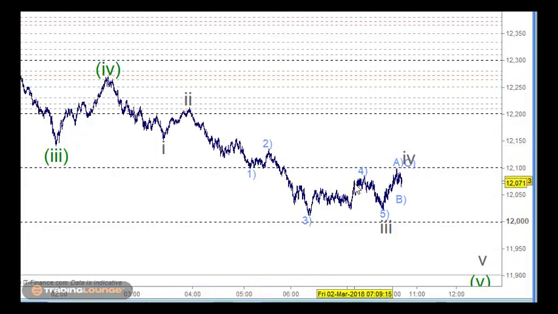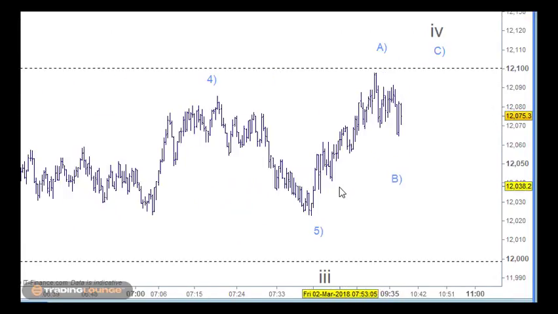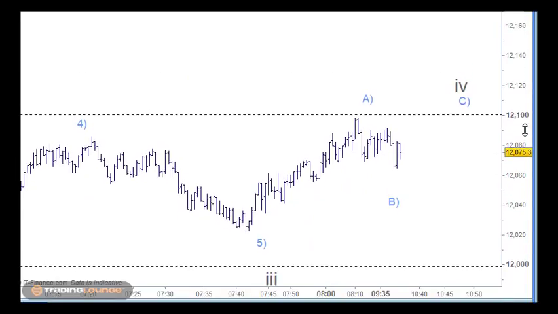I think this is the ABC for the fourth here, and then 1, 2, 3, 4, 5. Even though we didn't make a new low below here, I think that's still the case. If I have made a mistake, then all of this will be an A wave to here, a B wave to here, and a C wave to here. But either way I look at it, we're pretty much there already.